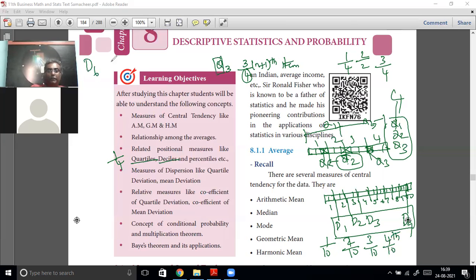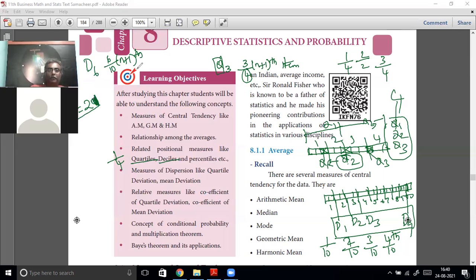D6 will be 6 by 10 into n plus 1 item. Suppose there are how many items? Say n is equal to 20 items in a set of data. Okay, there are 20 items. N plus 1 will be, sorry, let us say there are 21 items.